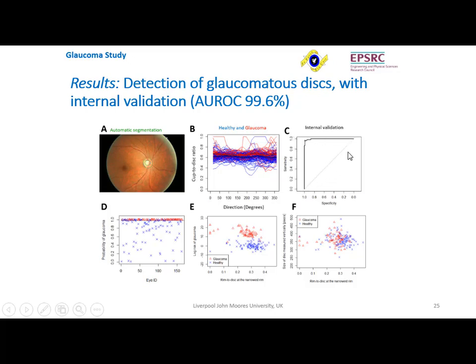And this 45-degree line is the line if I was just flipping a coin for every patient who comes, okay? And I want this curve to go all the way to the corner, then it is the best. So this was very good. This was 99.6% accuracy. But of course, this accuracy depends on how the split into training and testing was done.